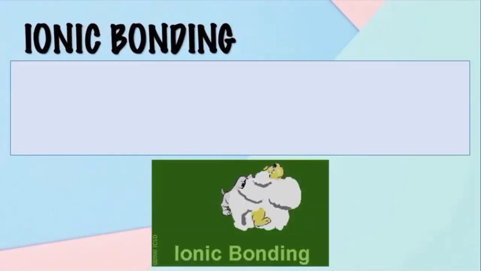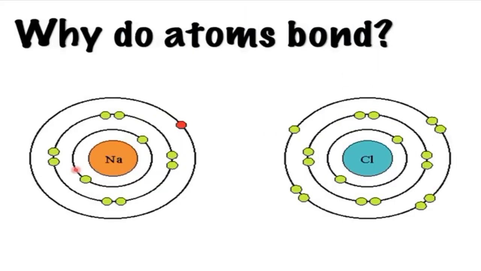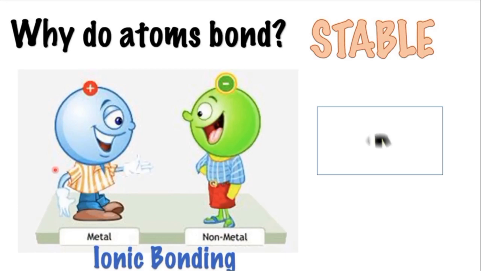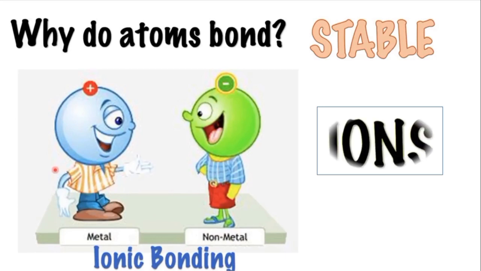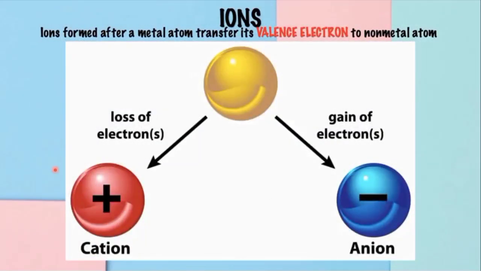The first one is ionic bonding. When we say ionic bonding, it's formed through complete transfer of electrons from one atom to another atom. It exists between metal and non-metal elements. Why do atoms bond? Atoms bond to become stable. When a metal element bonds with a non-metal element, it is ionic bonding, where ions are formed. Ions form after a metal atom transfers its valence electrons to a non-metal atom.